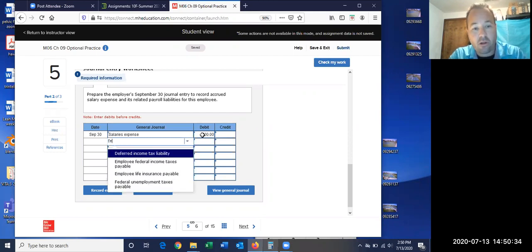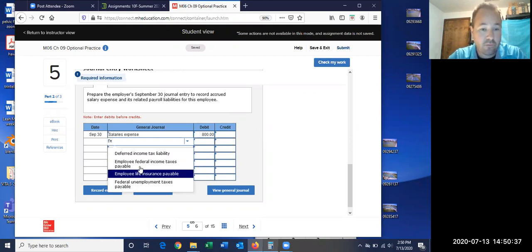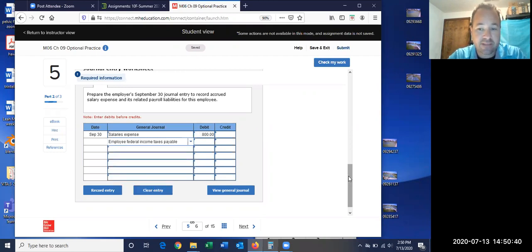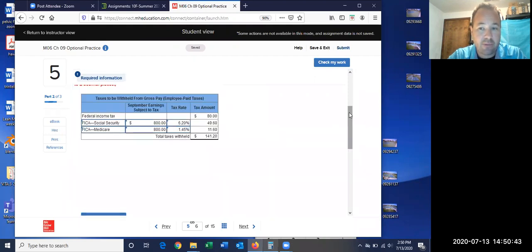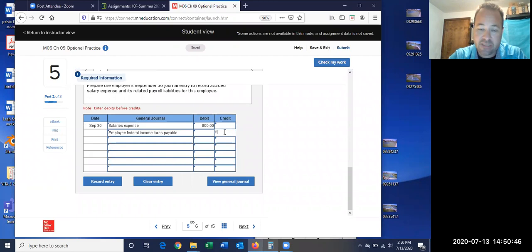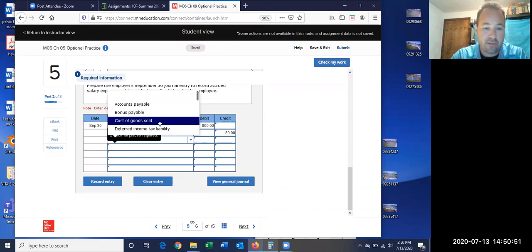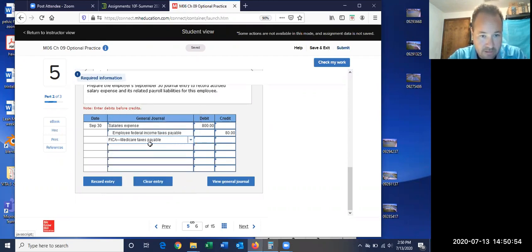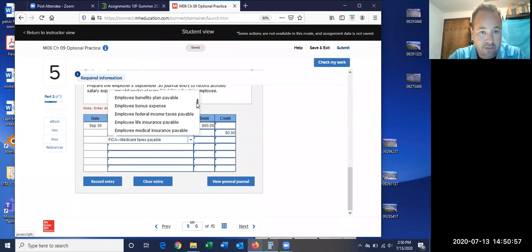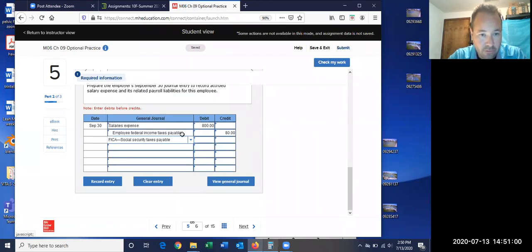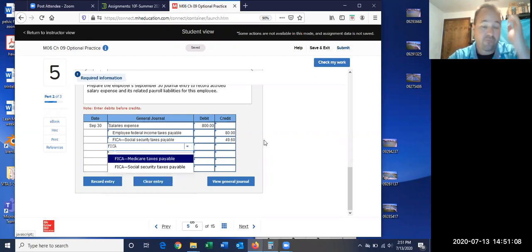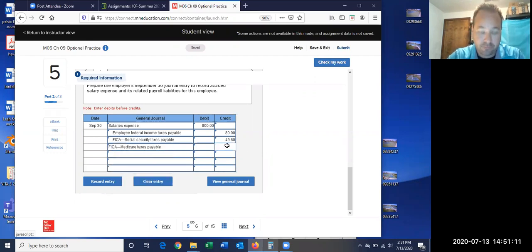Now I've got to take out all of the taxes. The first one they gave us was the federal income taxes. That one was $80, so that comes out of the paycheck. And then we've got the FICA. I always like to do them in order. I'm going to do Social Security, and that was $49.60. Looking at my little notes, I could scroll up. And then I had the FICA Medicare for $11.60.